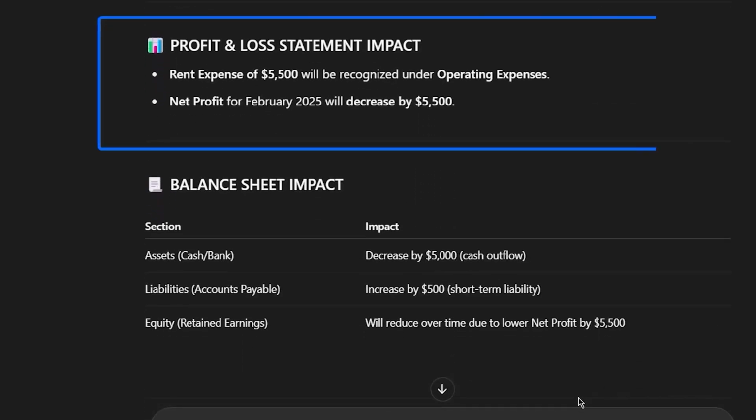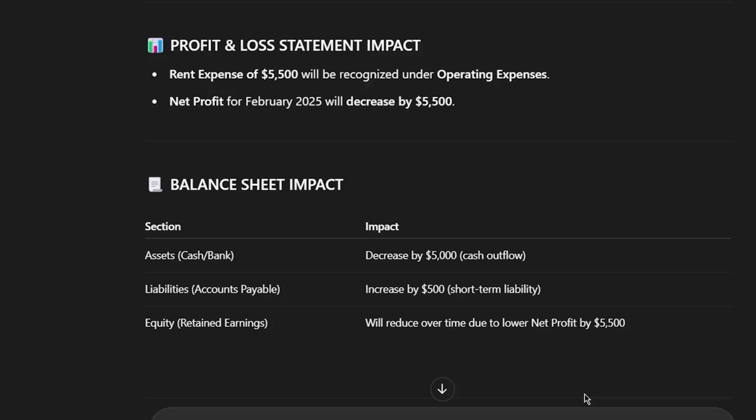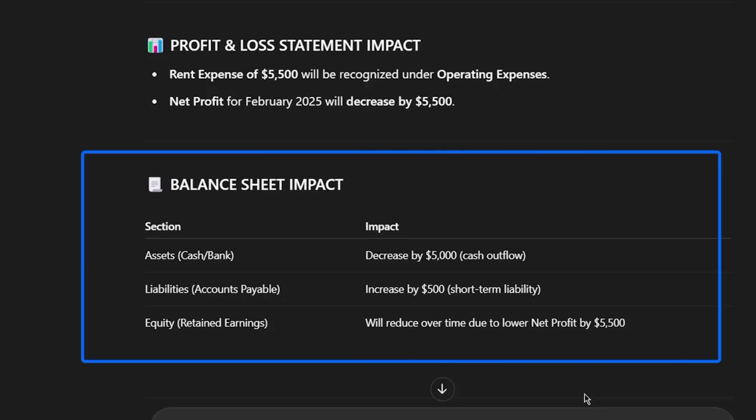The next section is the impact on financial statements. For the profit and loss statement, ChatGPT notes that rent expense increases by $5,500, which directly reduces net profit for February. On the balance sheet, it shows a decrease in cash under assets, a $500 increase in liabilities from accounts payable, and a corresponding reduction in equity through retained earnings, reflecting the effect of the expense on net income. ChatGPT even includes a note about the cash flow statement, pointing out that there's a $5,000 cash outflow under operating activities classified as rent paid.